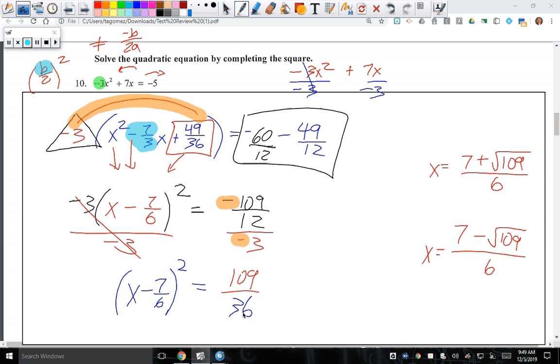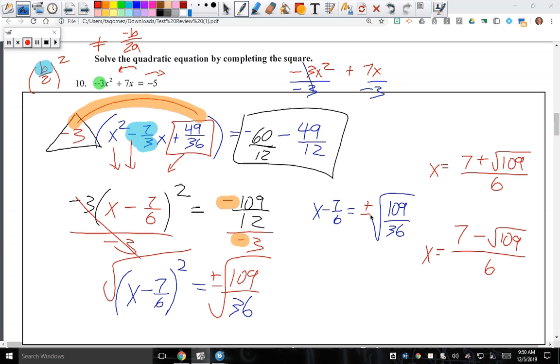In your work, the next step I'm looking very closely at: if I square root both sides, I will have x minus 7/6 is equal to what? Perfect. But what is he missing? Something very important, the plus and the minus. When you square root both sides, you need the plus and minus there. Okay? A lot of people forget that.